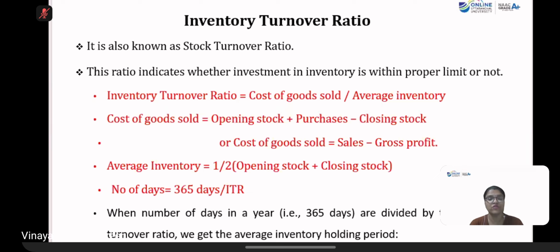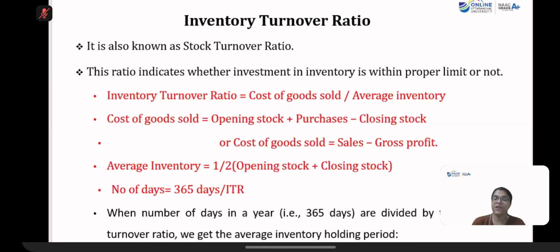Now, what is cost of goods sold? Cost of goods sold, students, is nothing but the direct cost of producing or purchasing the goods that were sold during that period of time, which we calculate as opening stock plus purchase minus closing stock, or you can calculate it by subtracting the gross profit from sales. The average inventory formula is opening stock plus closing stock divided by 2.